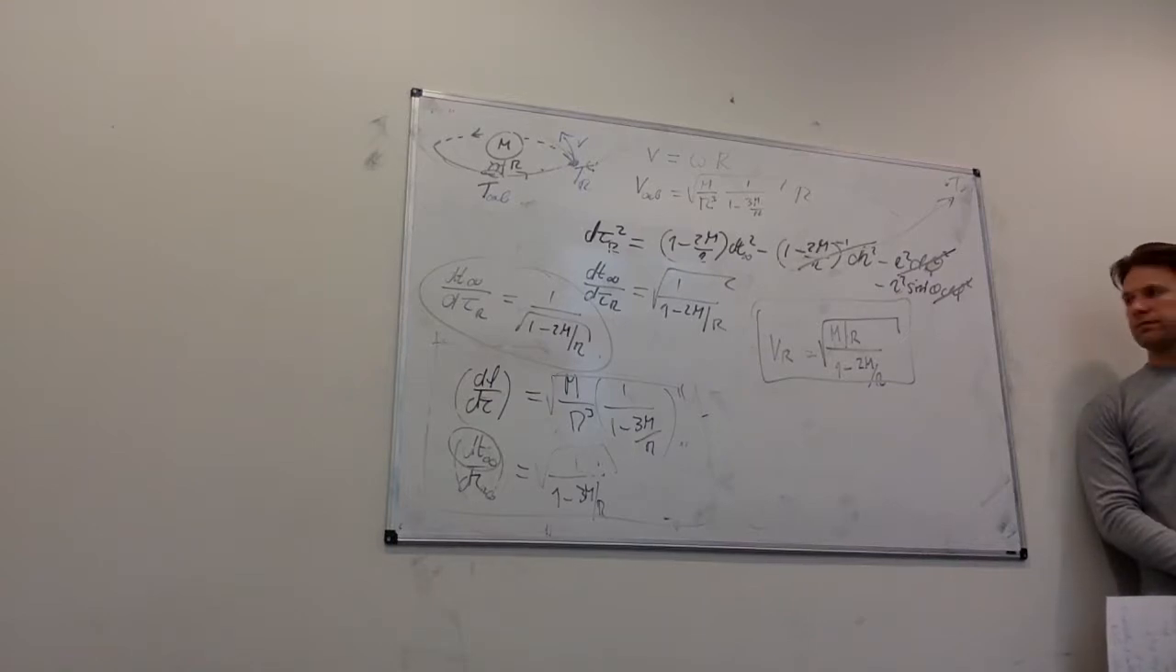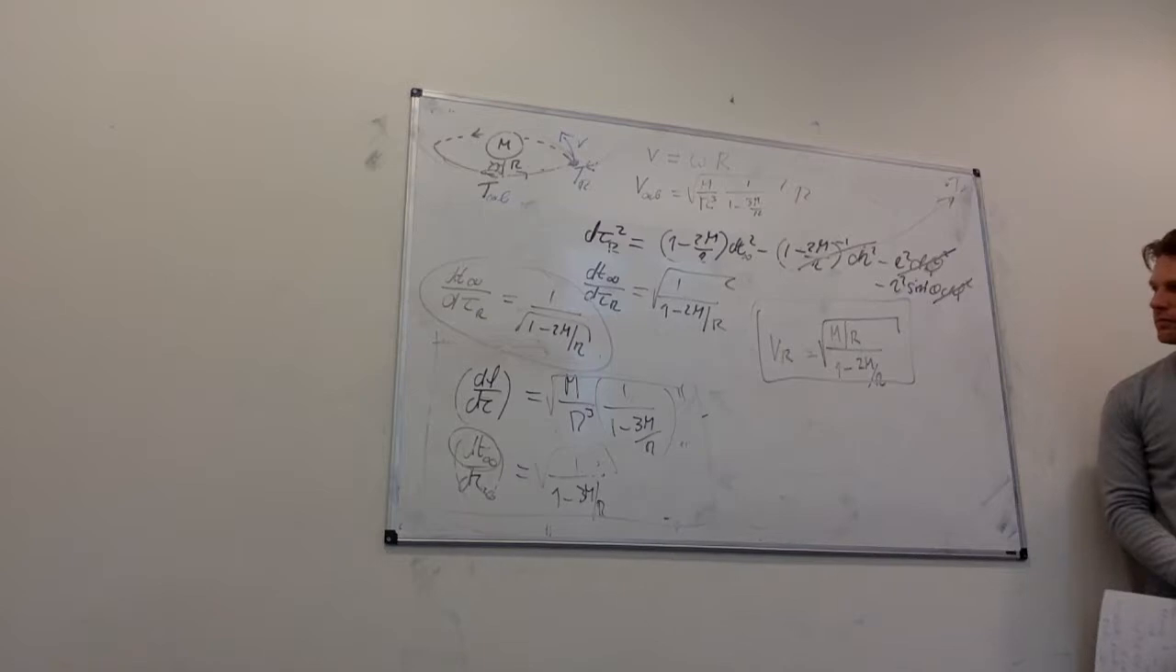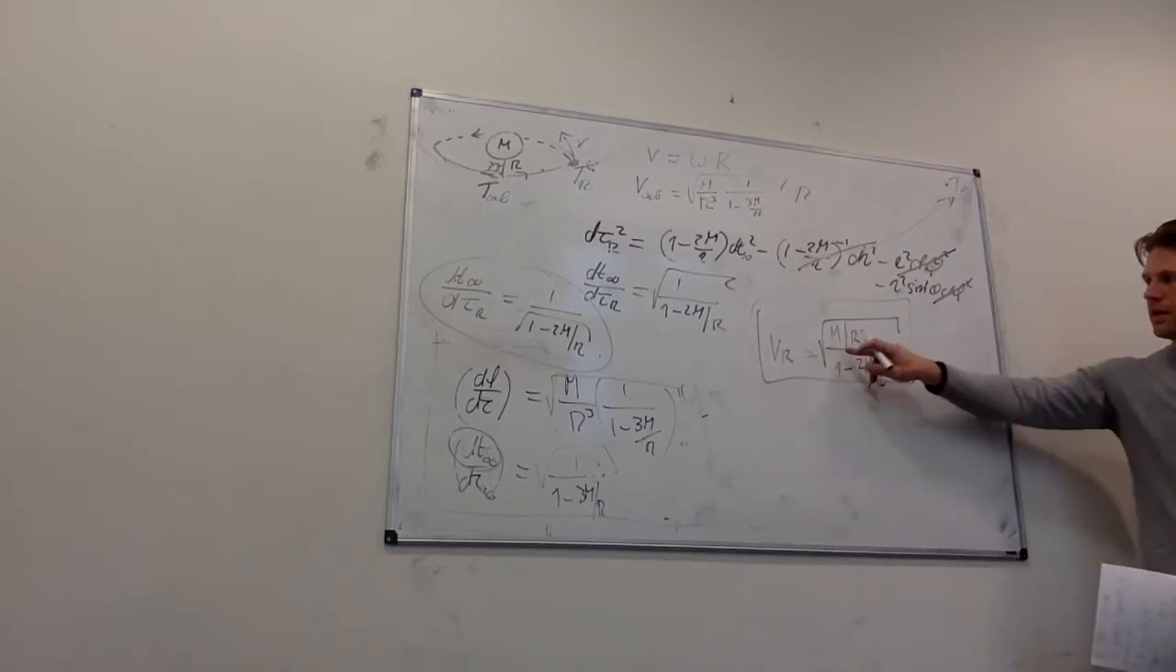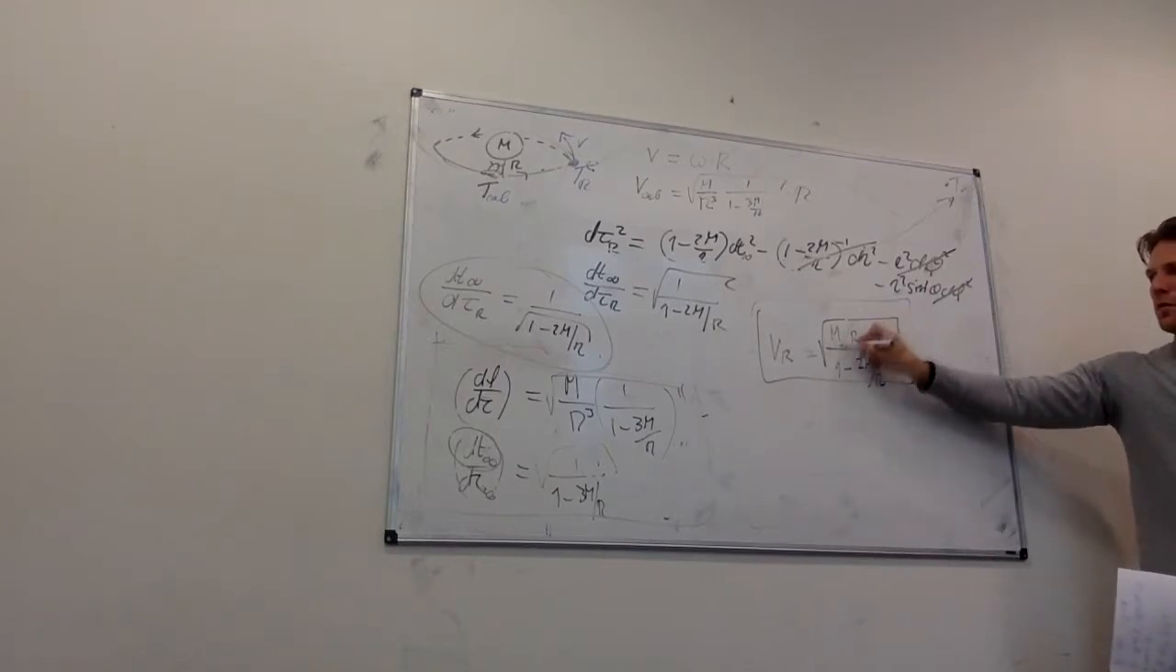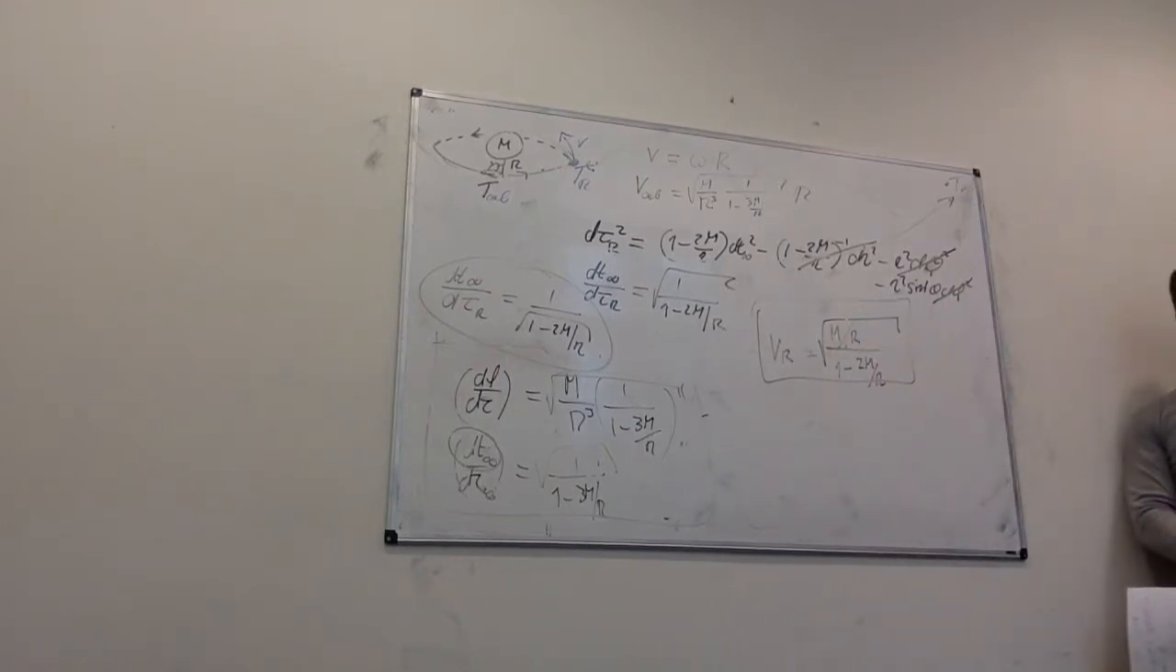What is between m and r? The line divided by. Yeah, this one. Or yeah, the vertical line. No, it's divided by.